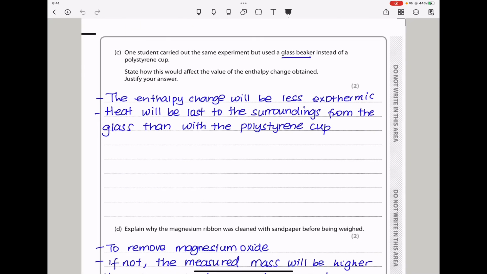In part C, one student carried out the same experiment but used a glass beaker instead of a polystyrene cup. State how this would affect the value of the enthalpy change obtained, and justify your answer. Now you remember a polystyrene cup is a better insulator than a glass beaker. So the effect on the enthalpy change when you use a glass beaker is that it is going to be less exothermic, because heat will be lost to the surroundings from the glass beaker more than in the polystyrene cup.